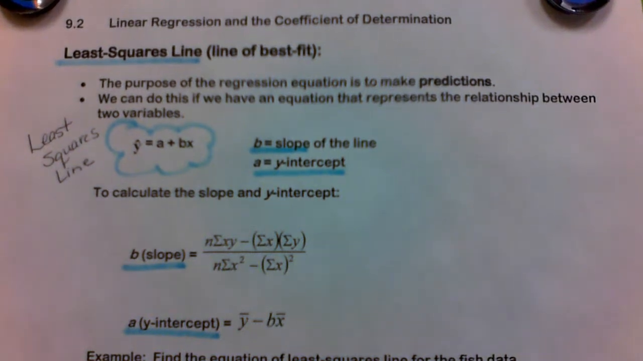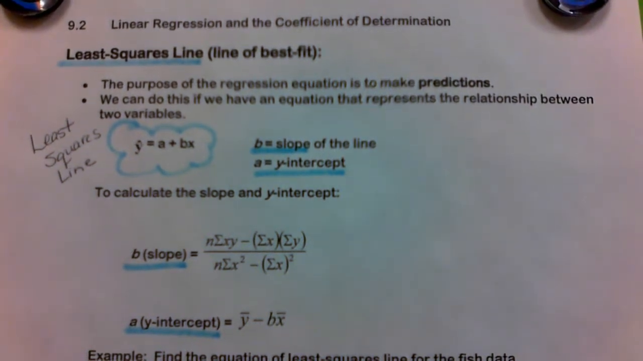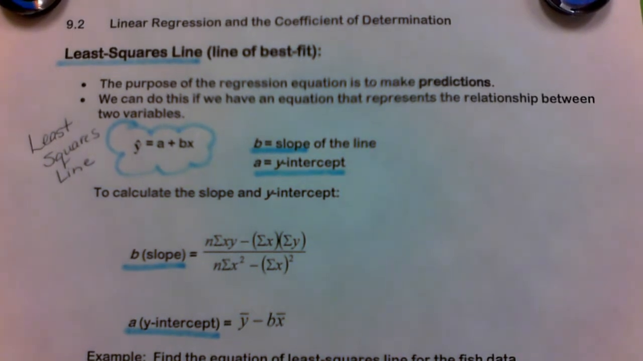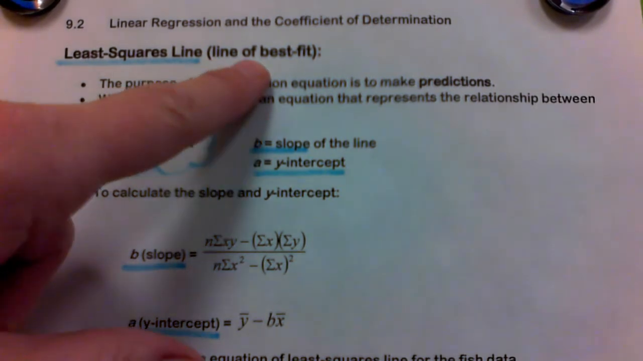9.2, our discussion is going to be linear regression and the coefficient of determination. Now, the first thing that we're going to do is look at what is called the least squares line. If you recall from 9.1, we had the scatter diagram. The least squares line would be the equation of a line that would best fit for those 5 points. So that's why it's also called the line of best fit.